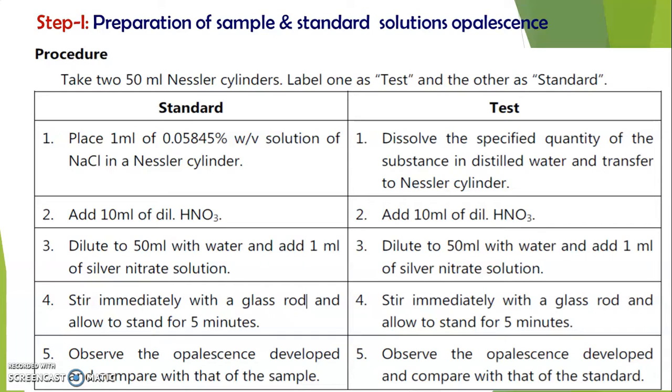Similarly, we place 1 ml of 0.05845% weight by volume solution of standard sodium chloride, or 25 ppm sodium chloride solution, in the Nessler cylinder, which is marked as standard.